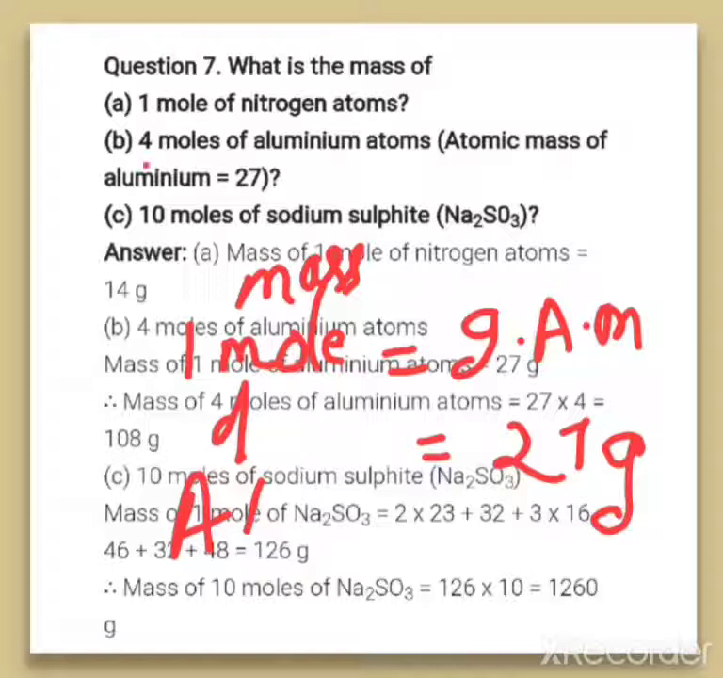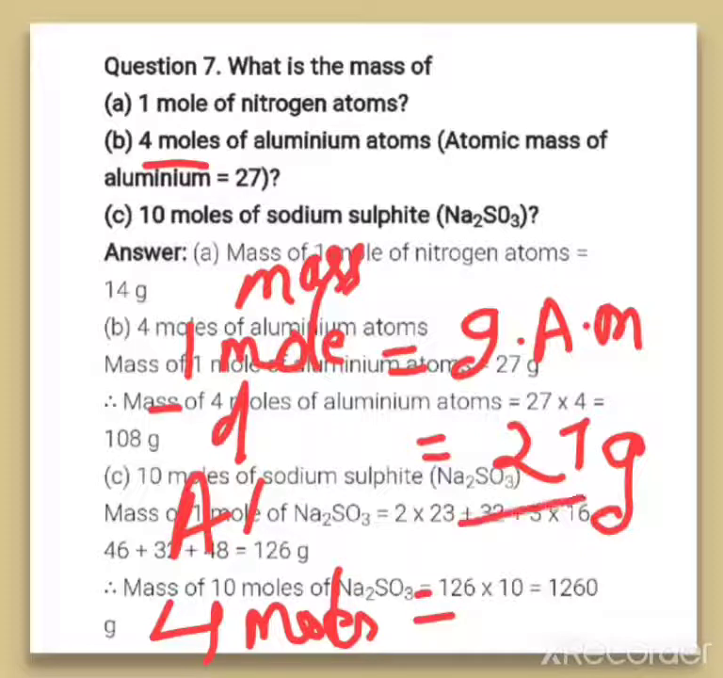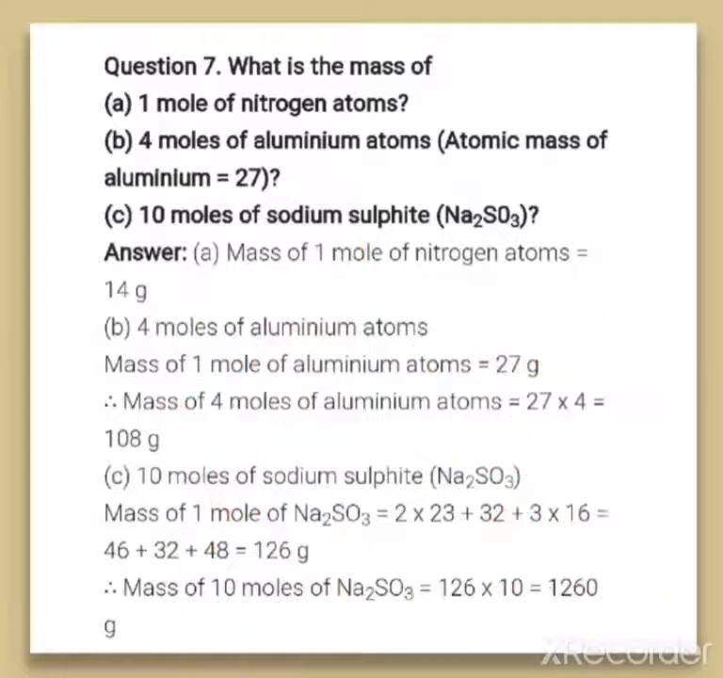But in the question it is asked for 4 moles. So for 4 moles, what will be the mass? For 1 mole the mass is 27 gram. For 4 moles, that is 27 into 4, which is equal to 108 grams. So what is clear from this? The mass of 1 mole of aluminium atom is 27 gram, that is the gram atomic mass. So for 4 moles, that is 27 into 4, equal to 108 gram.